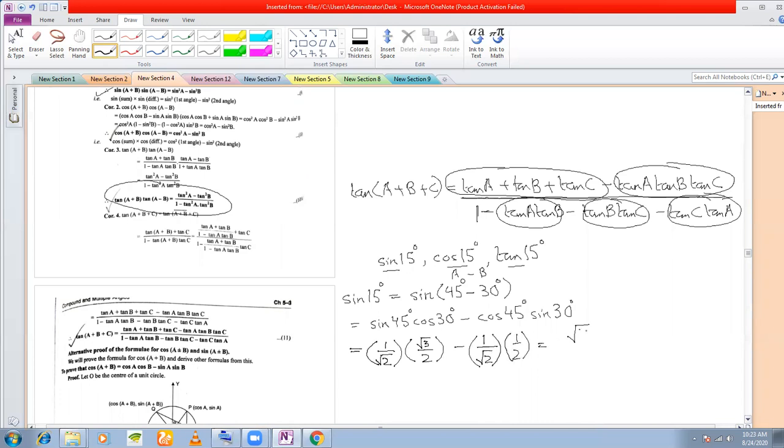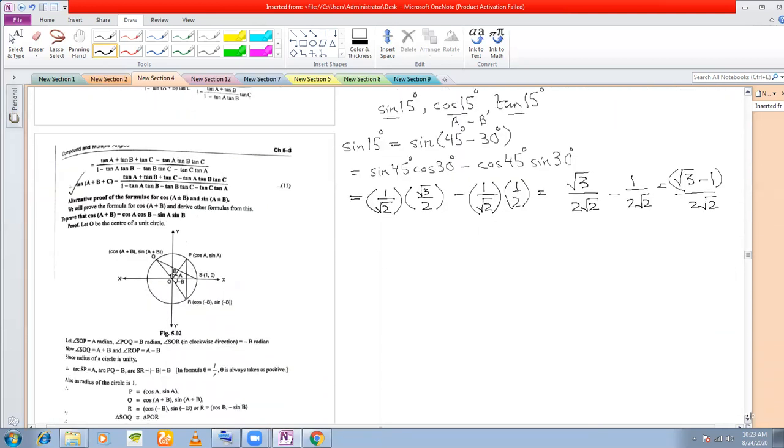So this we can write as root 3 by 2 root 2 minus 1 by 2 root 2. Therefore the value is root 3 minus 1 by 2 root 2. This value you have to remember. This value you will have to remember.